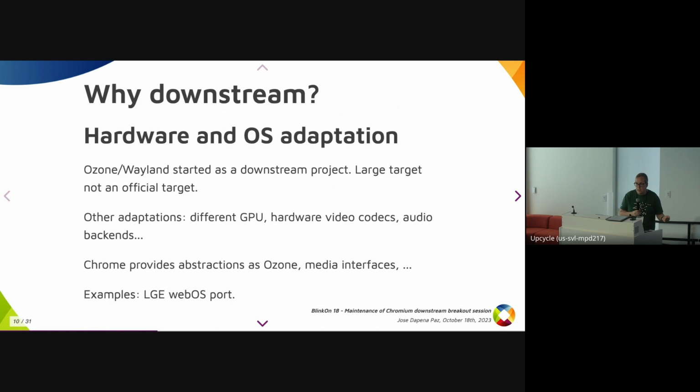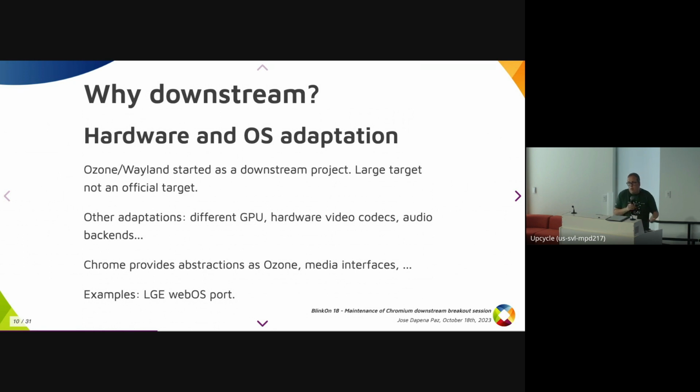It started as a way to, okay, we know we need in our OS using Wayland, we need to have Chromium working. How do we do that? And there was an effort. It was a large target, but it was not an official target for Chromium at that time. There are adaptations, different GPUs, maybe hardware acceleration for different devices, different audio backends.